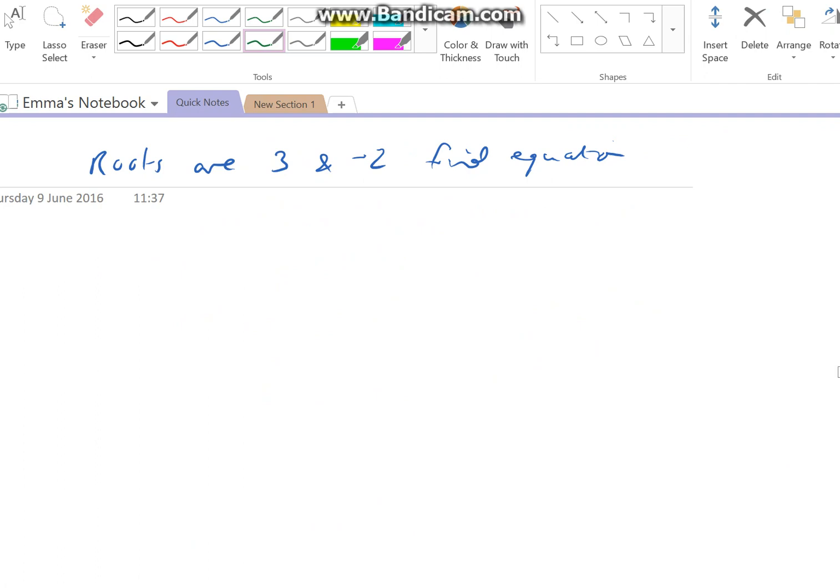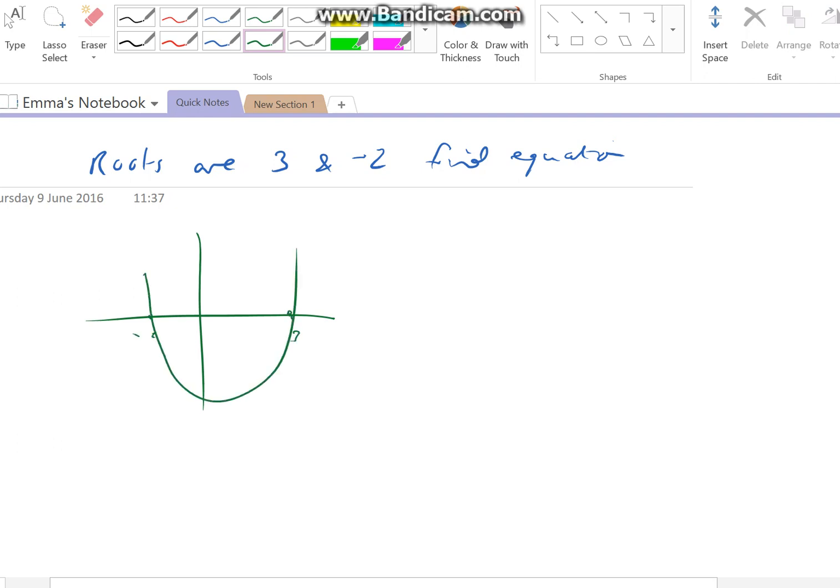The roots are 3 and minus 2, find the equation. Okay, this could be given to you in a graph, they could just have it going through 3 and going through minus 2. They should literally give it to you like that and say find the equation of that graph. Well, you know x equals 3 and you know x equals minus 2. They gave it to you in the question or by the graph, you could see that. Make your roots factors.